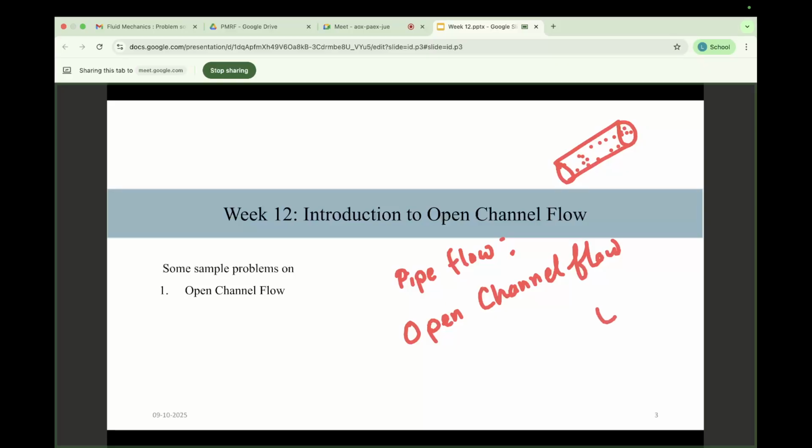Say if certain types of channel is there, so this is a channel, right? Say these types of channel is there. Here the water is flowing, but the upper surface of the liquid, that is the free surface of the liquid, is exposed to the atmosphere, and it is not in contact with any solid surface. So that is the open channel flow. If someone asks you the difference in the exam or in an interview, you just explain like this.